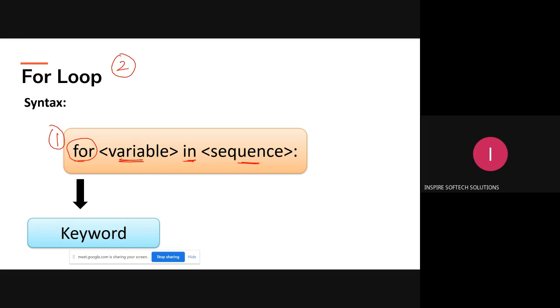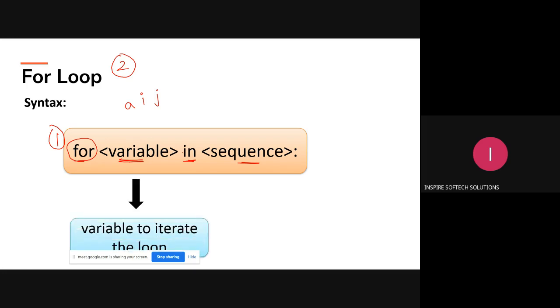Now, variable. So what is a variable? We know very clearly, A is a variable, I is a variable, J is a variable, and your name is also going to be a variable. So for variable is nothing but to iterate. How many times should your name be iterated?